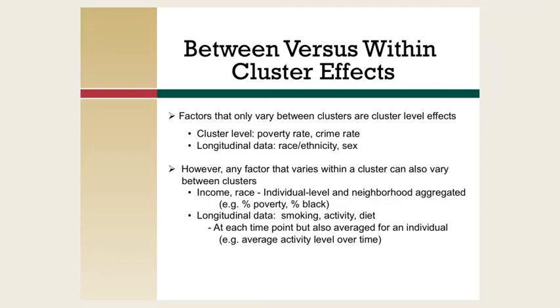We also have this issue of between versus within cluster effects. We have factors that only vary between clusters, and we call those cluster level effects. At the cluster level, we may have poverty rates, crime rates. We may also have longitudinal data where we've got race, ethnicity, and sex. However, any factor that varies within a cluster can also vary between clusters. So we have this issue of cluster effects both within a cluster and also between clusters that we're dealing with.